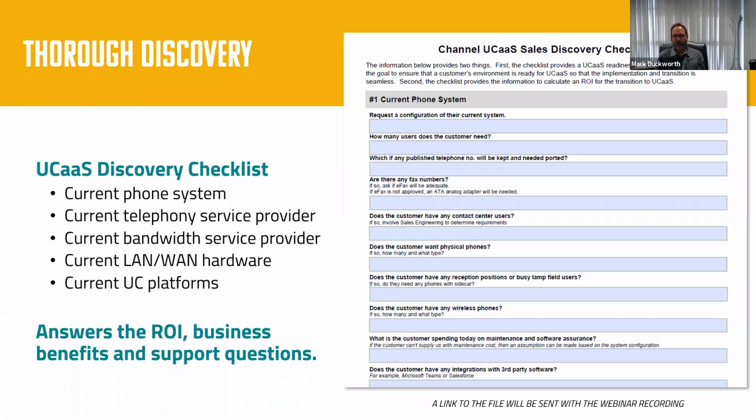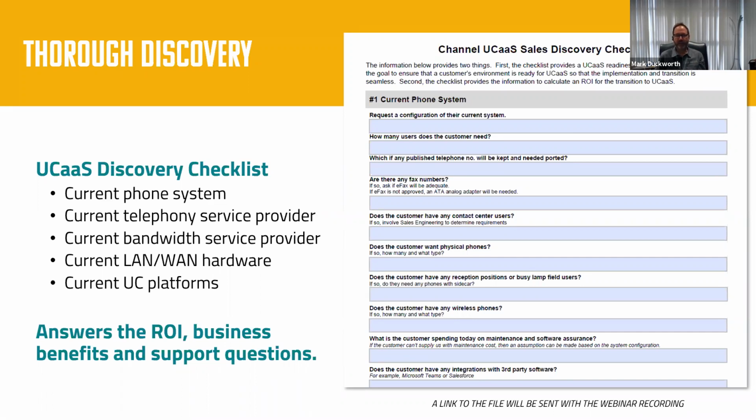Getting to that really starts with a very thorough discovery, and we're going to give you these tools as well. We've developed a basic channel UCaaS sales discovery checklist. These are all the basic things you need, and you can customize this and add fields that may be helpful in your business, but you've got to start with a good, thorough discovery, right?